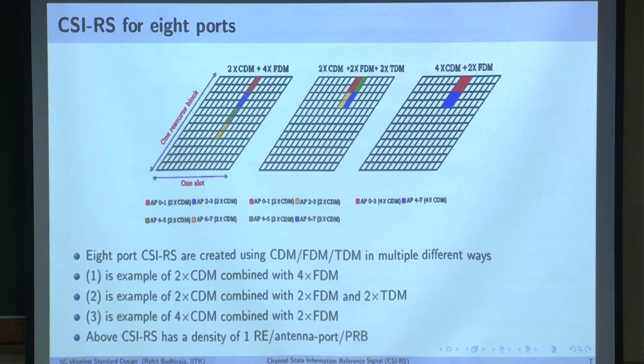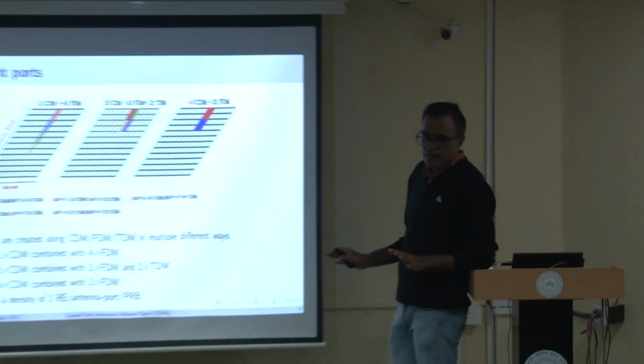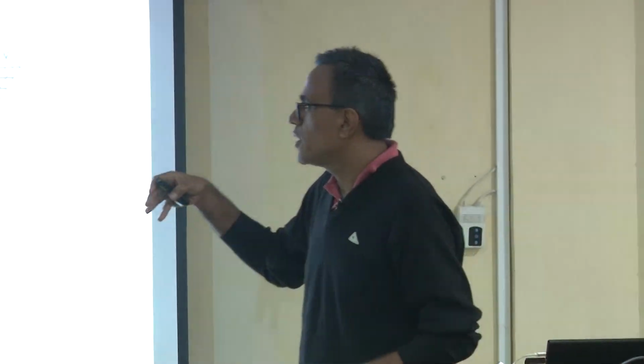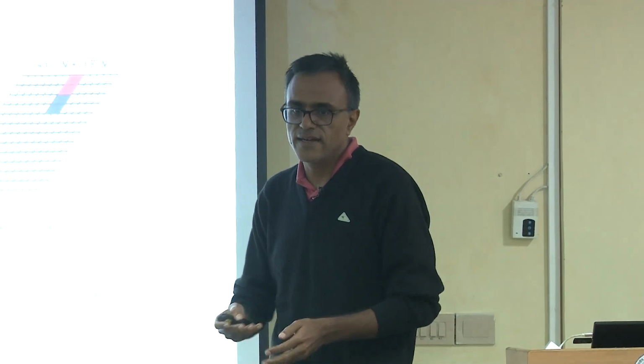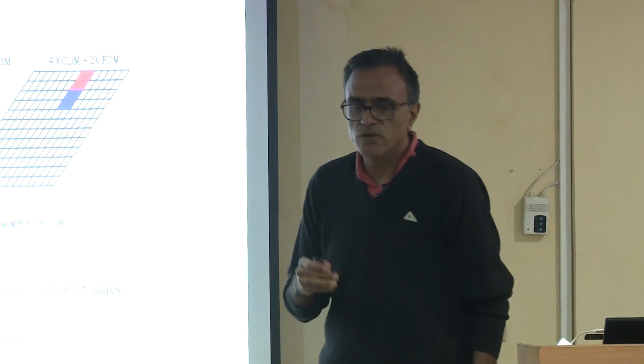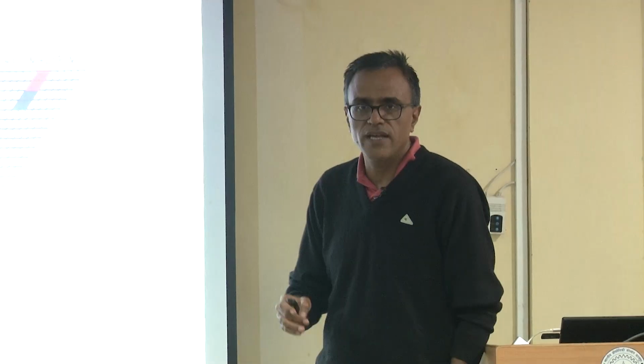Again, what density does the above CSI-RS have? 8 ports, 8 resource elements in a PRB. So 1 resource element per antenna port per PRB. So that's how we have studied, up to 8 ports, how CSI-RS are generated in the standard. You can see for yourself how 16 and 32 are generated, so we'll not go into the details of that. I'll stop here. We'll continue discussing this in the next class also. Thank you.